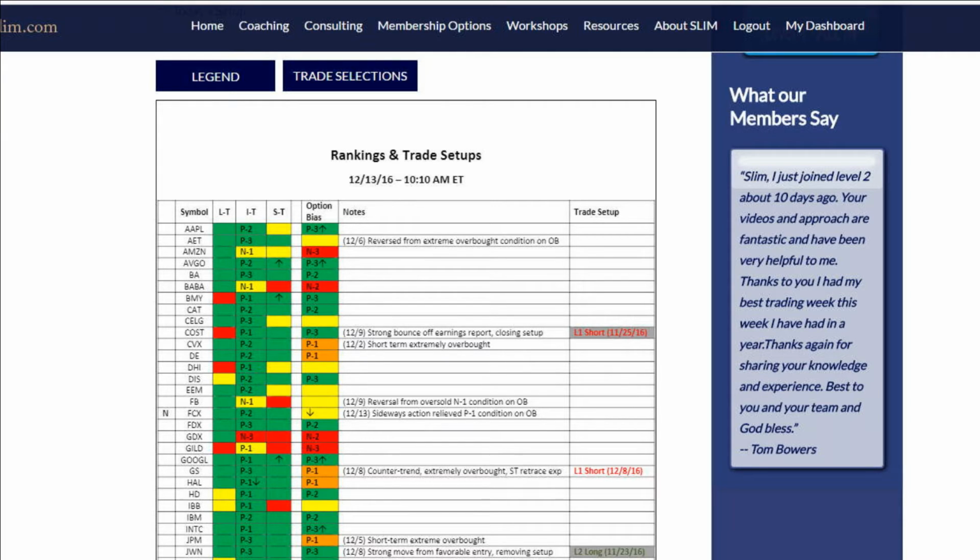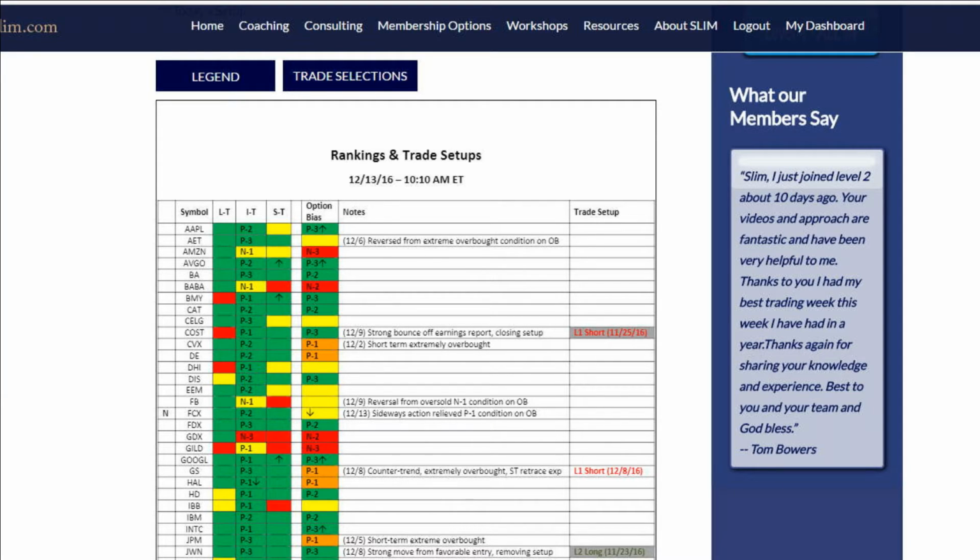Now I want you to see our option bias ranking right in here, which is a P3, which has been upgraded today also. That says the trend for the short and intermediate term together has a powerful upward move that is likely to continue. And that says that if you were an option trader, your option bias would be to the long side, as P3 is the strongest upside option bias that we could put in there.